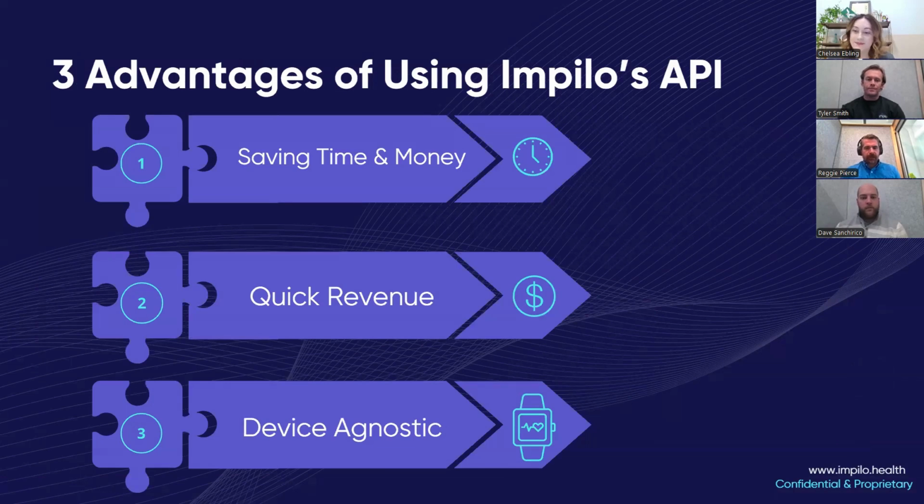Thanks, Chelsea. So first and foremost, by leveraging our API, you will save your company time and money. It eliminates the need for you to create an in-house development team to integrate with manufacturers. You only need to integrate with the Impilo API once. As Tyler touched on earlier, it eliminates the need to stay on top of any changes made by these manufacturers because we do that for you.